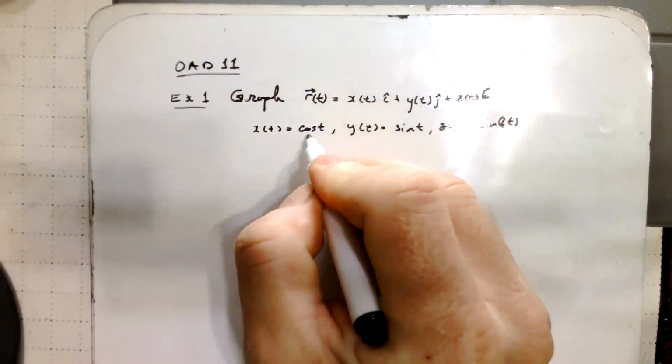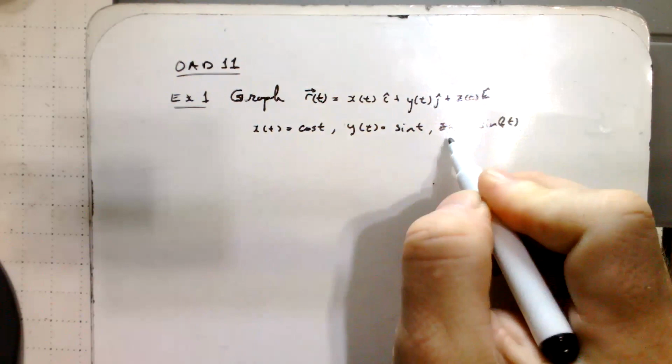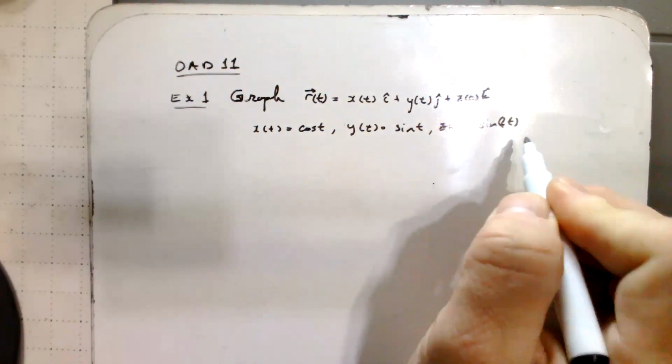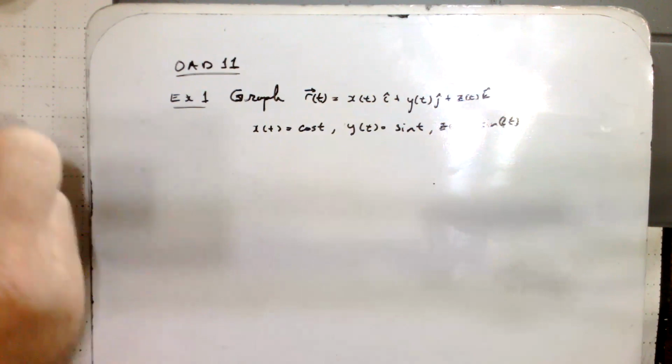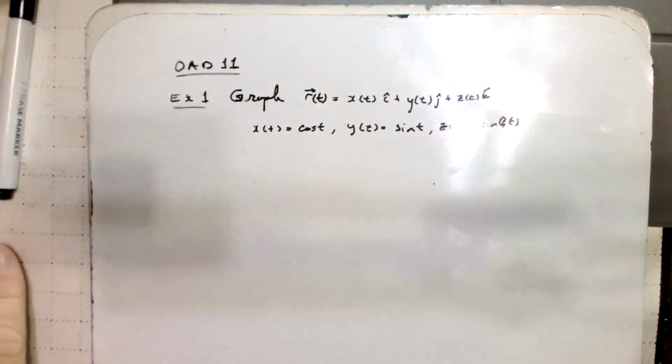x of t is given to us by cosine of t, y of t is sine of t, and z of t is equal to sine of 2t. To graph this, we're going to use GeoGebra. So I'm going to pop over to GeoGebra really quick, and we will start there.